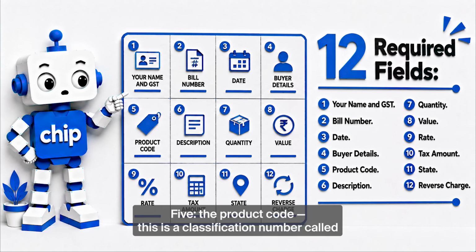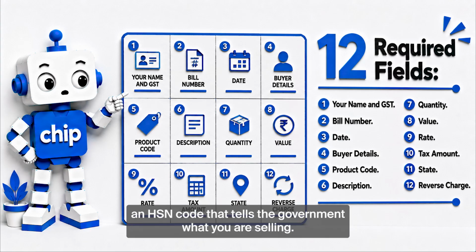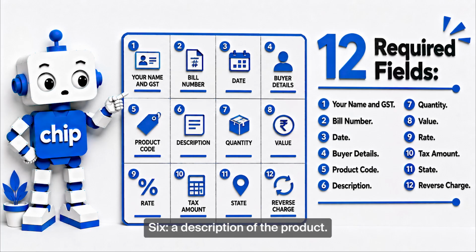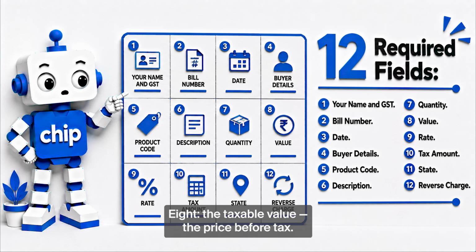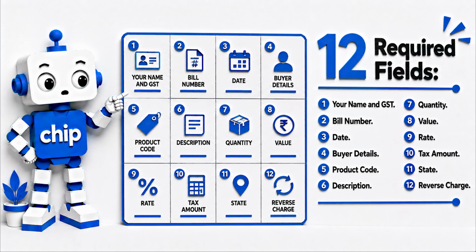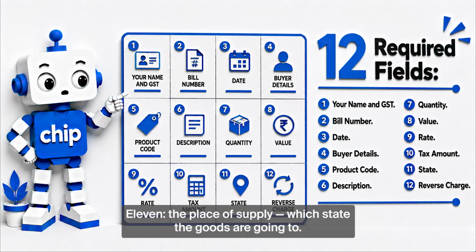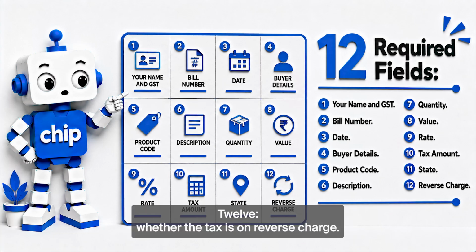5. The product code. This is a classification number called an HSN code that tells the government what you are selling. 6. A description of the product. 7. The quantity and unit. 8. The taxable value, the price before tax. 9. The GST rate: 5, 12, 18, or 28%. 10. The amount of tax charged. 11. The place of supply, which state the goods are going to. 12. Whether the tax is on reverse charge.